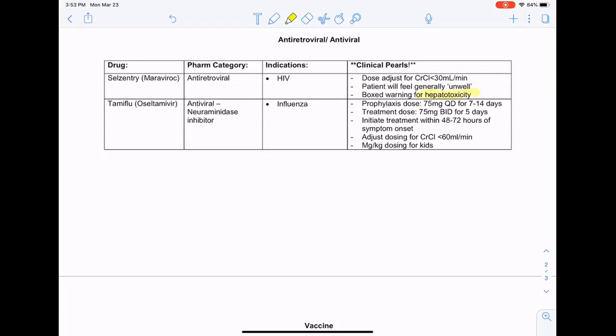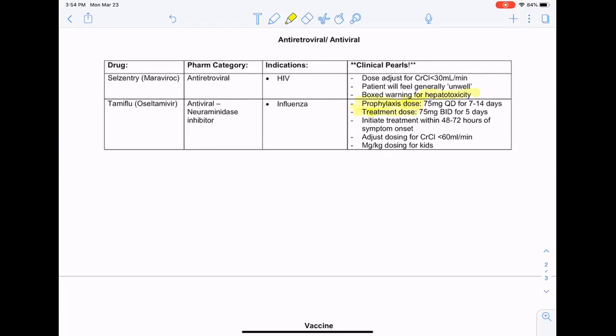This one is indicated for influenza and influenza only. I know they were trying to use this for COVID right now, but I don't think that they've had very much luck with it. So this one is only indicated for influenza. Important to know that this has both a prophylaxis and a treatment dose. You don't need to really know the exact dosing, because you can look that up, but just know that this comes in both a prophylactic dose and treatment dosing.